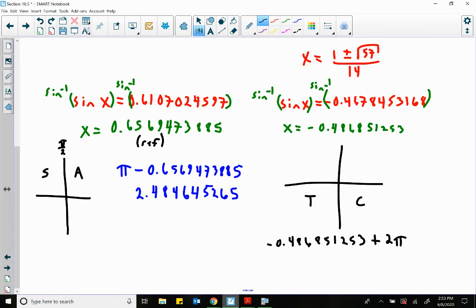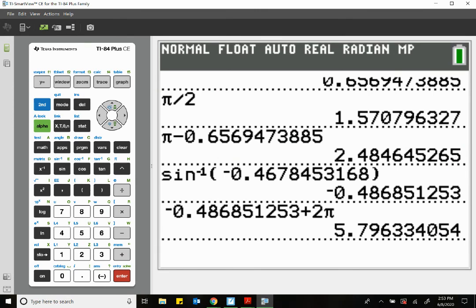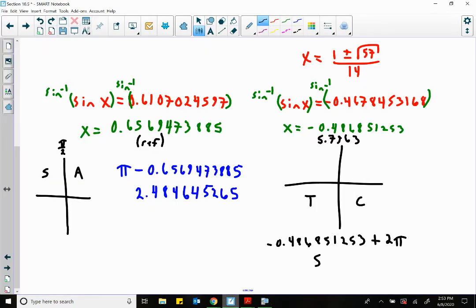5.7963. We'll put that up here. 5.7963. I believe that last number was 4. Yeah, 4. So that's the real answer we want there.